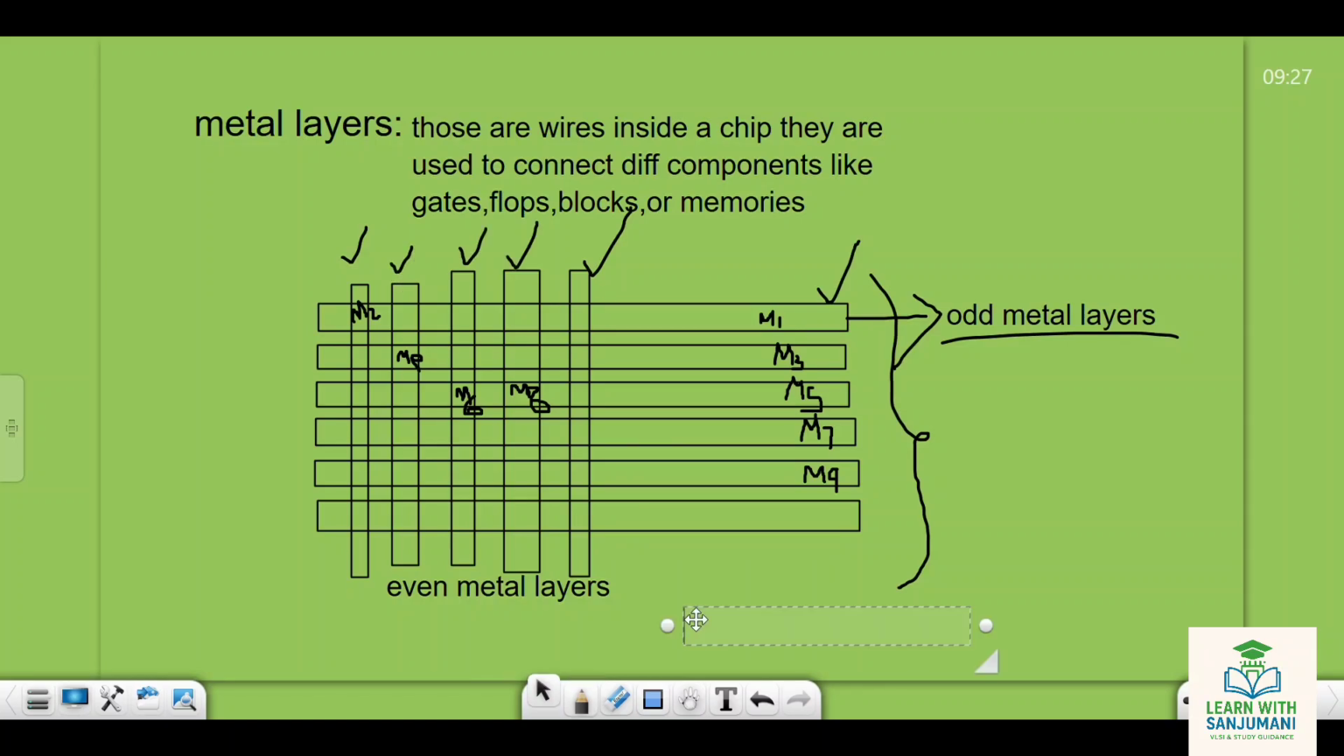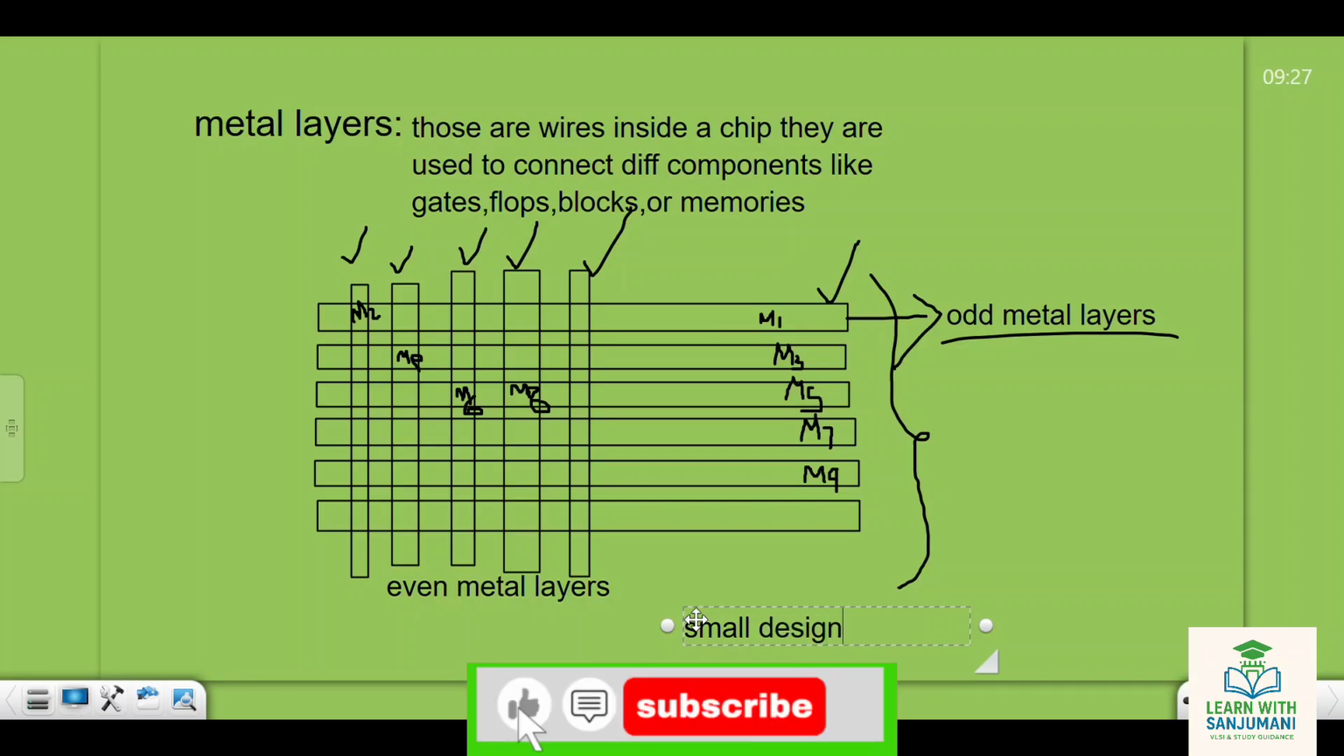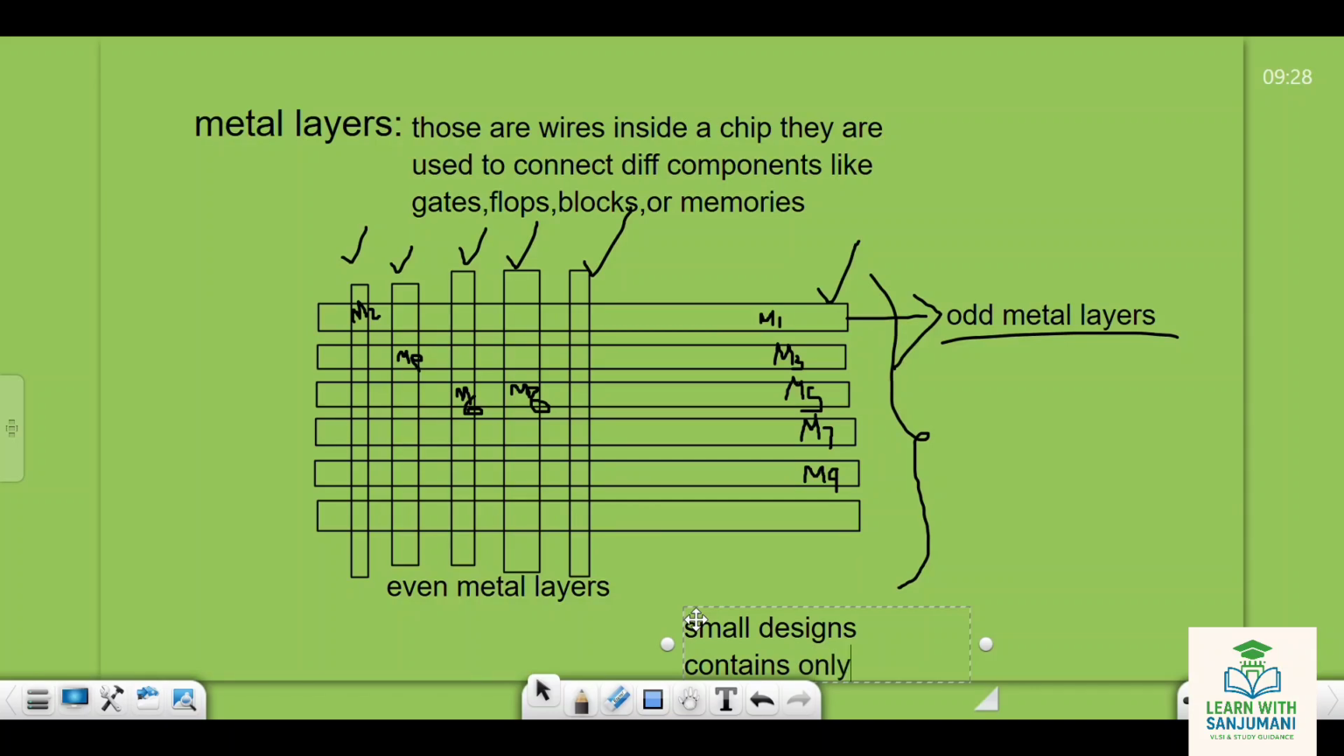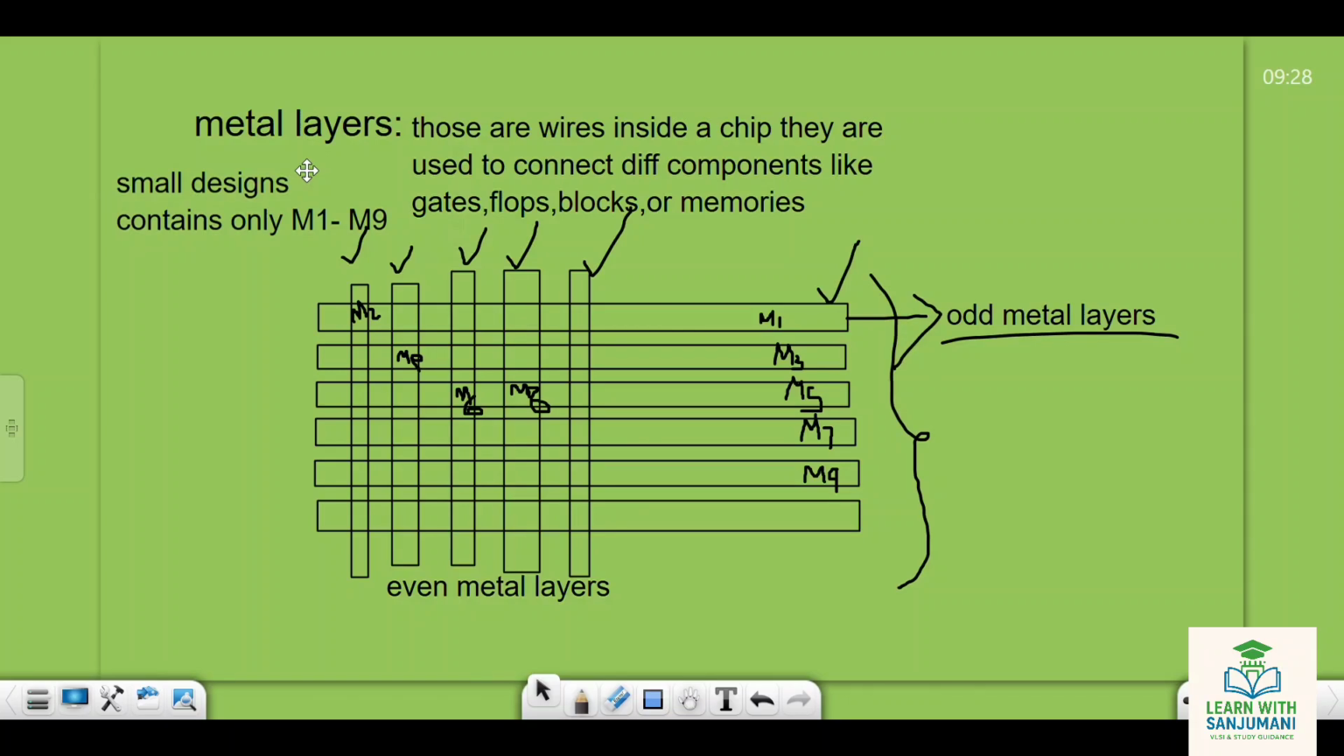A small design contains only M1 to M9, but bigger designs contain more metal layers. This is a simple topic we covered. So hope you understand about the metal layers.